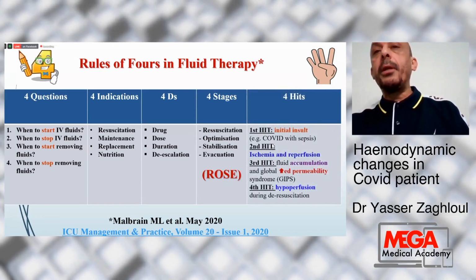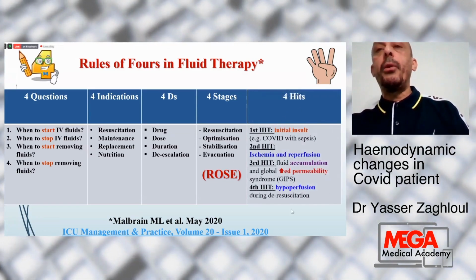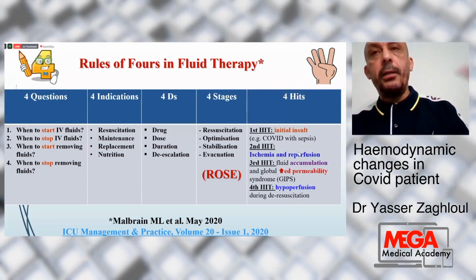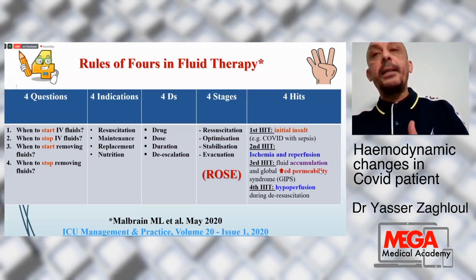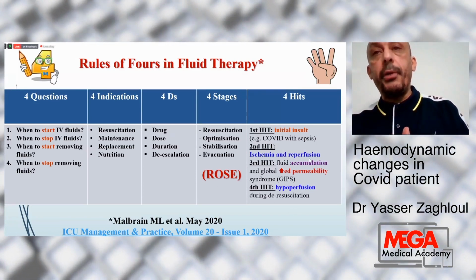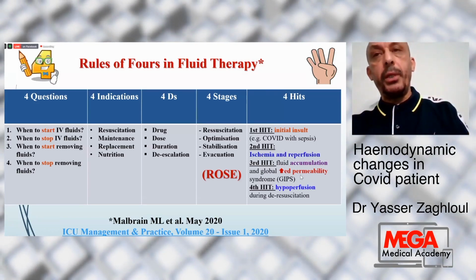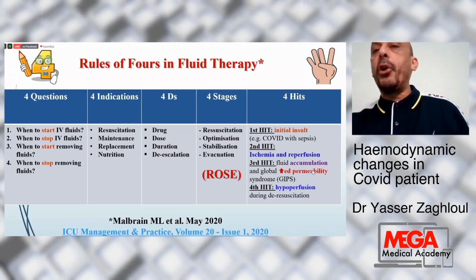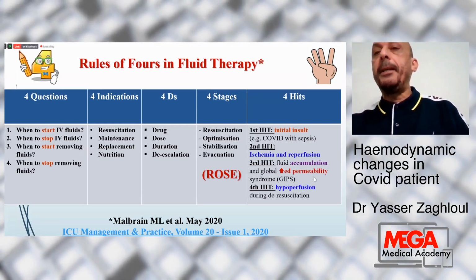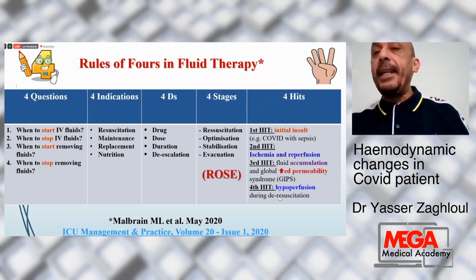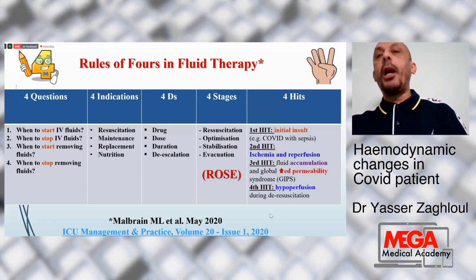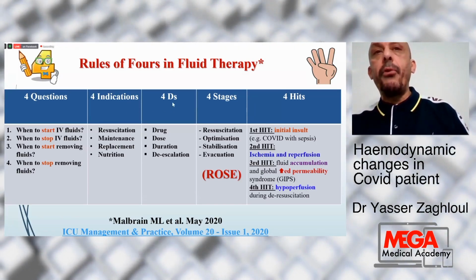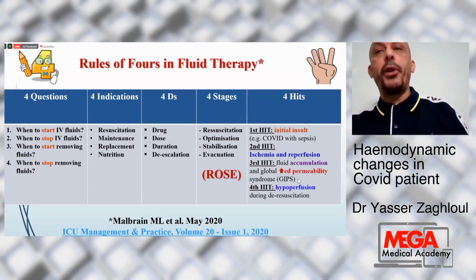The last point, you may have 4 hits in your patient. Initial insult, like COVID with sepsis, patient needs higher volume of fluids. After that, the patient may have reperfusion injury. Again, you have to limit the fluid resuscitation. Patient after that may have fluid accumulation and increased permeability. Later on, during the de-resuscitation, the patient may develop hypoperfusion. So it is 4 questions, 4 indications, 4 Ds, 4 stages, and 4 hits.